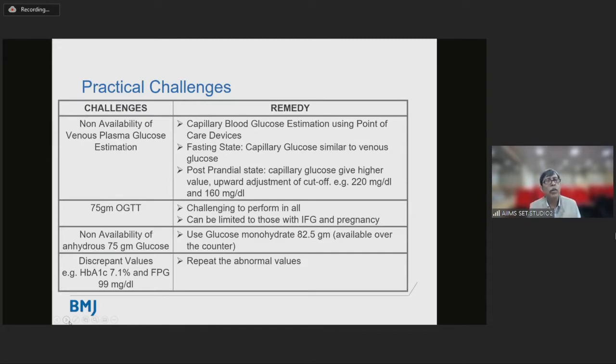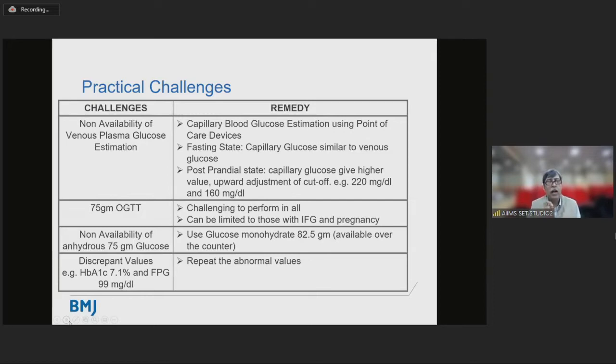Now, what are the practical challenges? Well, in smaller places and patients often not being very enthusiastic about a syringe needle being put into their veins, you can use capillary blood glucose. Now, the only thing we must remember is that the cut points change slightly. If you're using a capillary blood glucose in the fasting state, the numbers remain the same, 110 to 125 for impaired fasting glucose and 126 and above for diabetes.